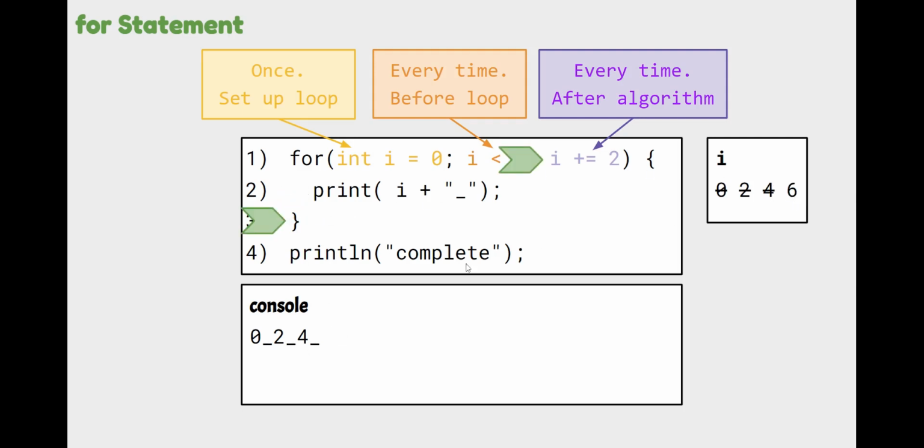i is now 6. We go back up, check our Boolean expression again. We're asking if 6 is less than 5. That's false. So then we continue after the for statement. We don't get to go back inside that for statement again, and we print complete into the console.